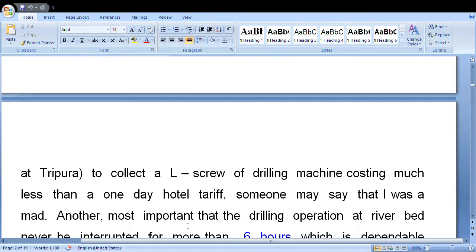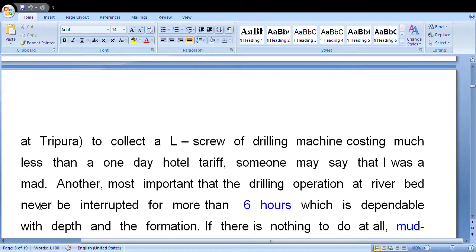Another most important thing is that drilling operation at a river bed should never be interrupted for more than 6 hours, which depends on the depth and the formation. If it is very fine sand, instead of 6 it may be 3 hours, 4 hours or 2 hours like that. The water level outside the casing pipe and inside the casing pipe should always be maintained very carefully. Otherwise, there will be some sand boiling due to hydrostatic pressure. With this difference of water level outside and inside the drill hole, there will be some sand boiling at the bottom. Once collapse starts, the whole drill hole will be spoiled.